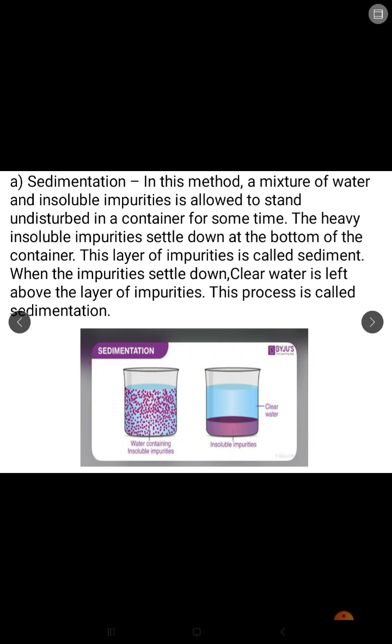When impurities settle down, clear water is left above the layer of impurities. You can find here clear water. So when the sediment settles down, we can see that clear water is left above the layer of impurities. This process of settling down of impurities at the bottom is known as sedimentation.